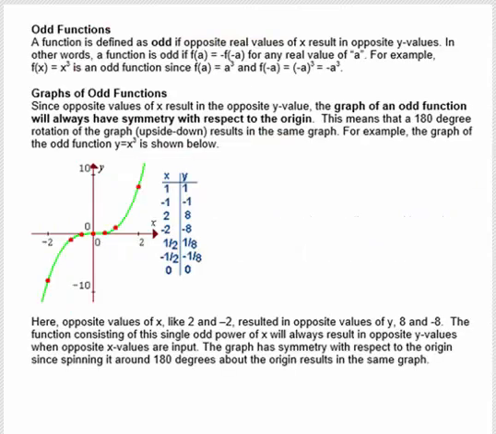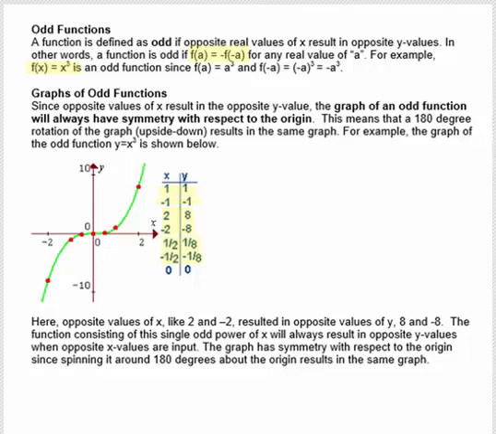A function is said to be odd if opposite real values of x result in opposite y values. In other words, f of a equals negative of f of negative a for any real value of a. We're going to graph y equal x cubed here, and then we're going to note the type of symmetry that we have. Well, when we plug in x values, 1 gives us 1, negative 1 gives us negative 1. When we plug in 2, we get 8, but negative 2 gives us negative 8. 1/2 gives us positive 1/8. Negative 1/2 gives us negative 1/8. So when we put in the opposite x value, we get the opposite y value.